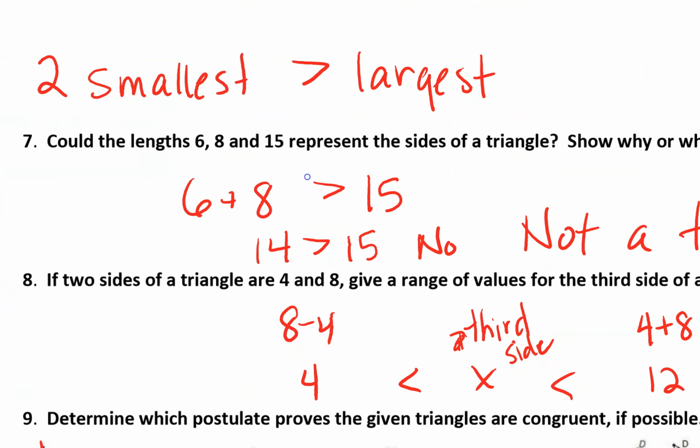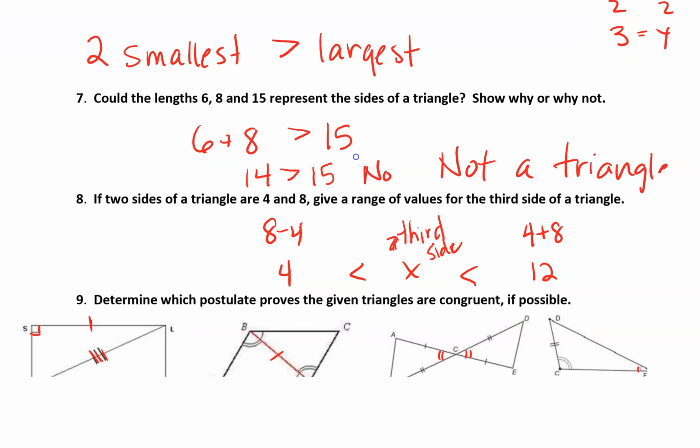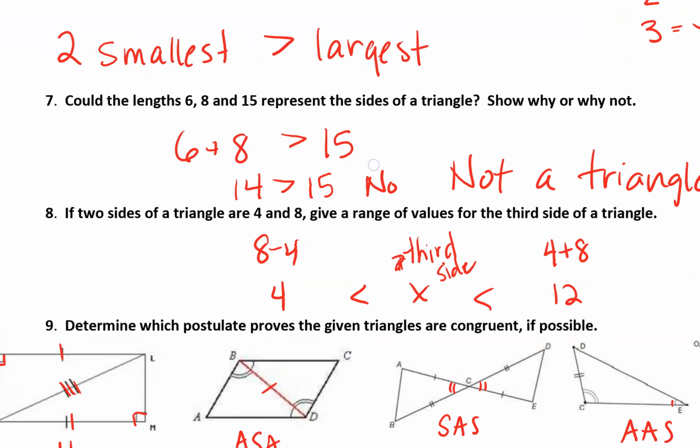Okay, with triangles, we said that in order to be a triangle, the two smallest sides have to be greater than the largest side. So add them up, 6 plus 8 is 14. That's greater than 15, so that would not be a triangle.